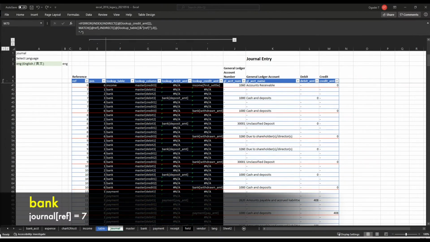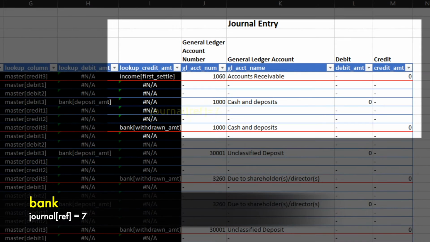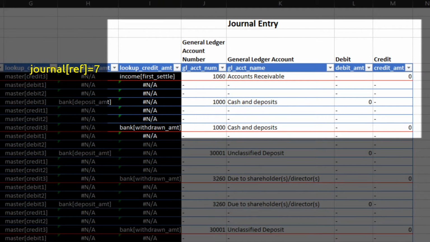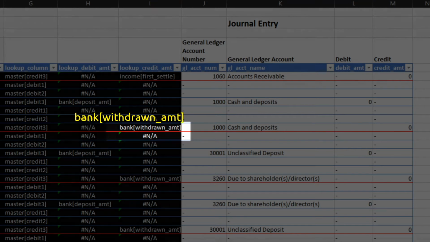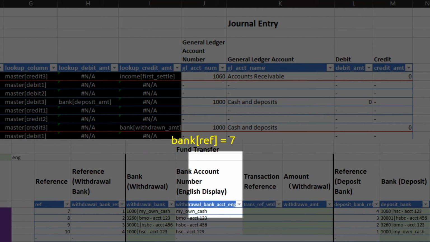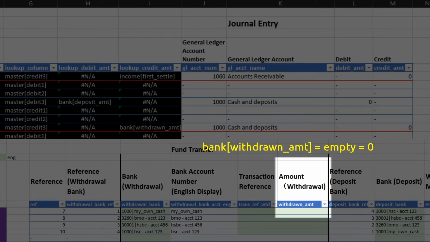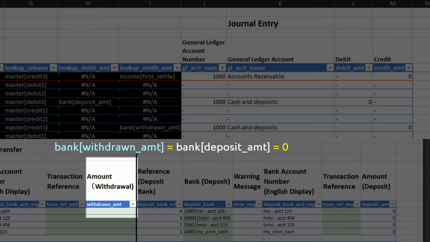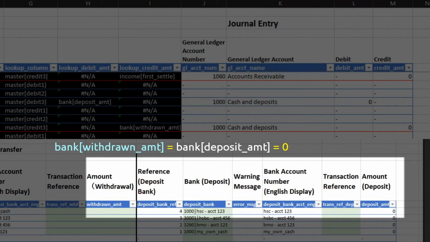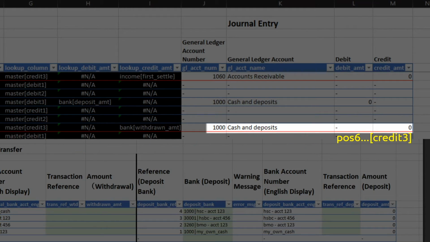Now for the fund transfer. Here we only have one credit amount, which is from the withdrawn amount column from the bank table. Since our system doesn't involve foreign currencies, the withdrawn amount is the same as the deposit amount. And we didn't enter anything for the withdrawn amount, so we'll see 0 for both the withdrawn and deposit amount. That's why you see the 0 here at the position 6.